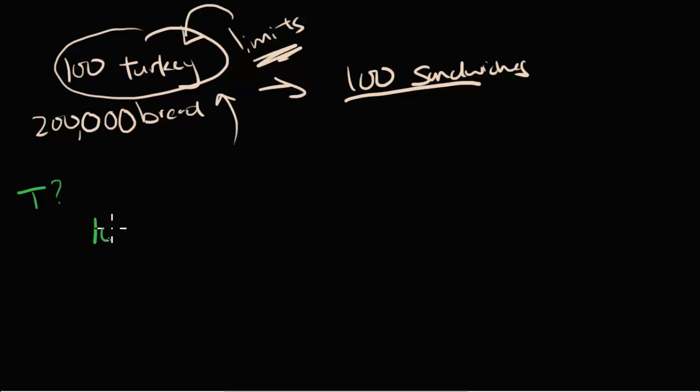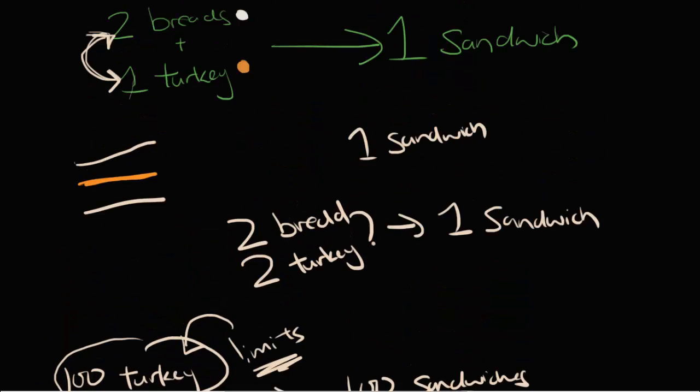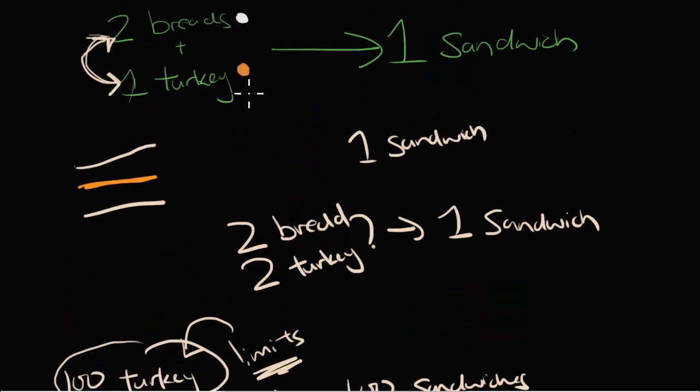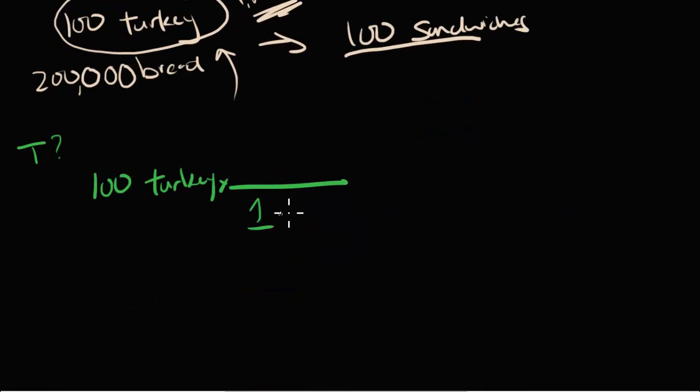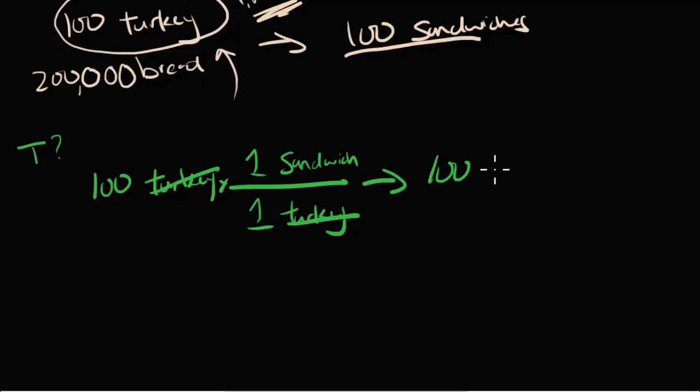So I'll do the same thing, 100 slices of turkey times, and now the equation from up here, 1 turkey yields me 1 sandwich, right? So I'll go 1 turkey yields 1 sandwich. The units cancel out. This gives me 100 sandwiches, right?